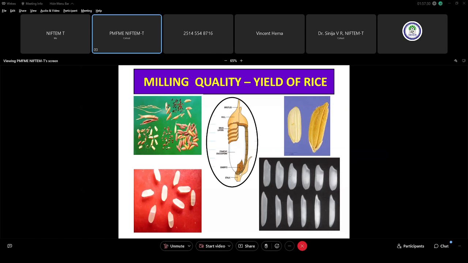Here you can see that milling quality depends on the impurities present in rice, the different layers of bran present in the rice, and you can see the depth of grooves present there. You can see the chalkiness and checks in the grains. These are all the parameters that affect the quality of milling yield of rice.